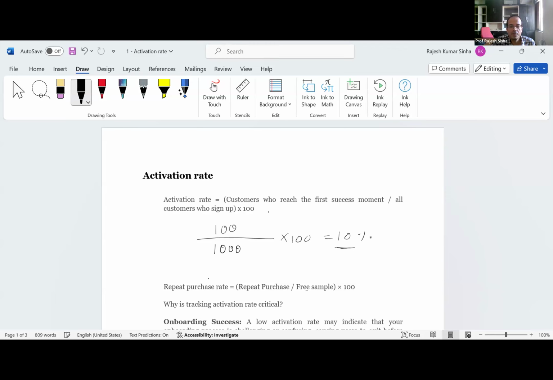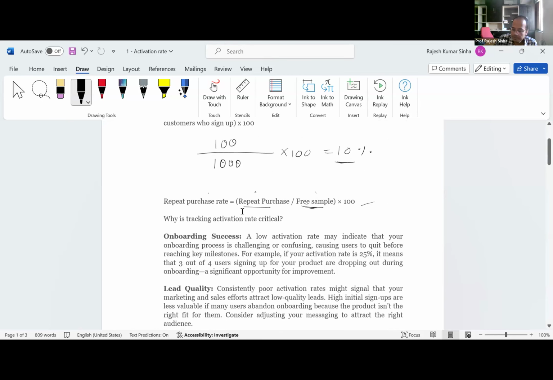You gave a free sample in a campaign, or you did something else. So you have a number for that, and the consequent number, how people responded later on, is also there. Repeat purchase will be important. Why is this activation rate important? What marketing decisions can be taken if we actually know the activation rate? Two things are very important: one is onboarding success and the other is lead quality.